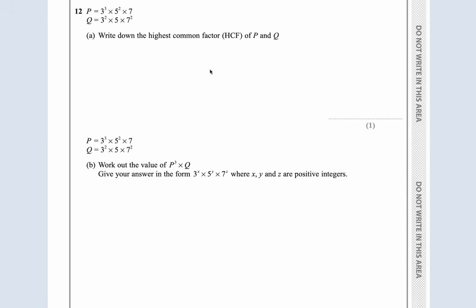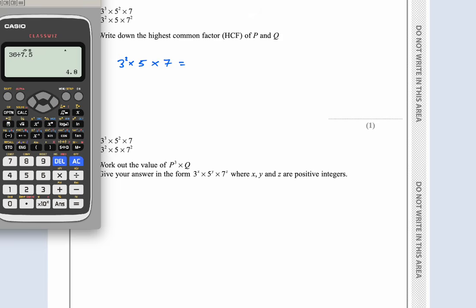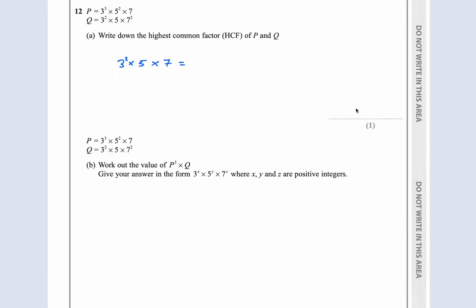Question 12. P is this, Q is this. Write down the highest common factor of P and Q. Okay, the highest common factor, guys, we just get the common ones. Now there's a 3 squared in both of these. There's a 3 squared, and there's a 5, so it's times 5, and there's a 7. So that's the highest common factor. It's only 1 mark, so you'll get full marks for that, but I think, guys, I'm going to write down the number 3 squared times 5 times 7, which is 315. Okay, so this is 315.